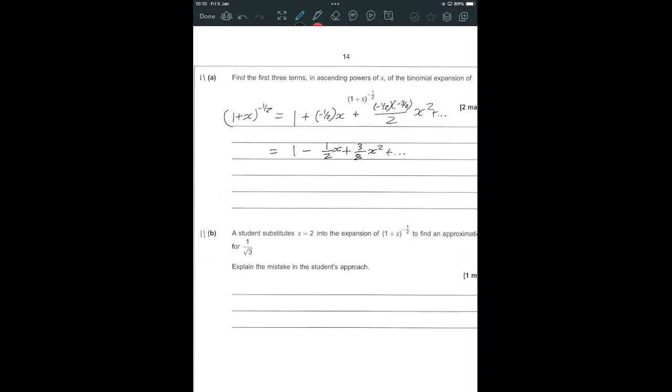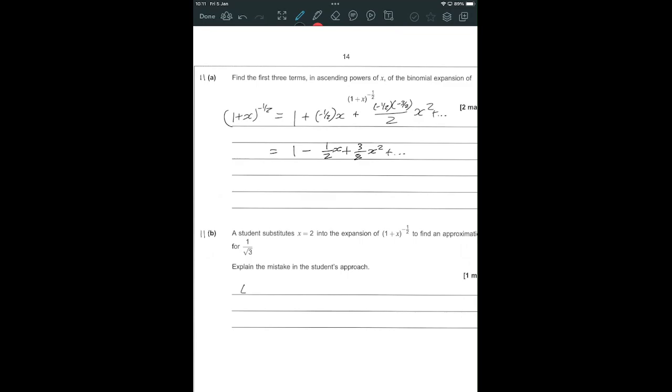We do need those extra terms for it to actually be an equals. A student substitutes x equals 2 to find an approximation. Explain the mistake in the student's approach. Now, if you do sub x equals 2 into this, it does give you that thing. However, there is a restriction on the binomial expansion, which is stated in your formula booklet. And that is that this expansion is only valid sometimes.